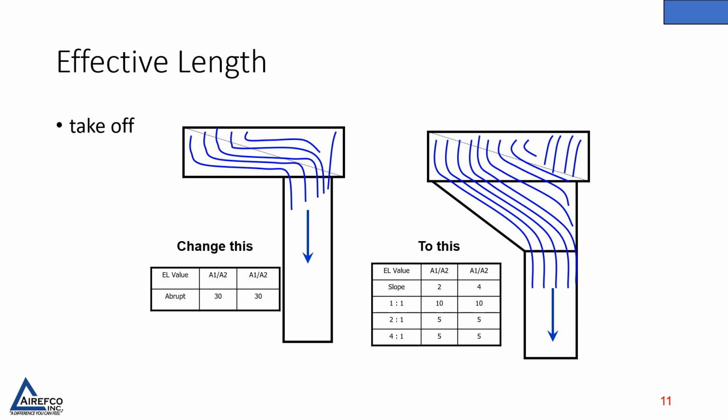Then looking at some return setups, you may have seen returns like this, where you have quite a bit of turbulence through the ductwork because of the straight transitions. This adds 30 equivalent feet to your ductwork. But by sloping it and putting a 45 in it, you can reduce it all the way down to 5 feet, depending on your slope and the transition.